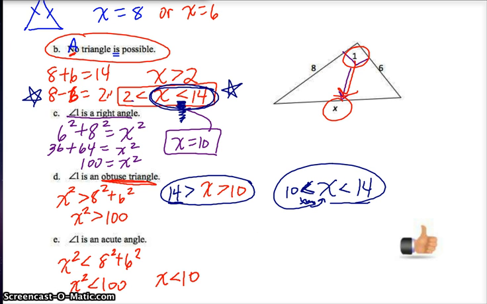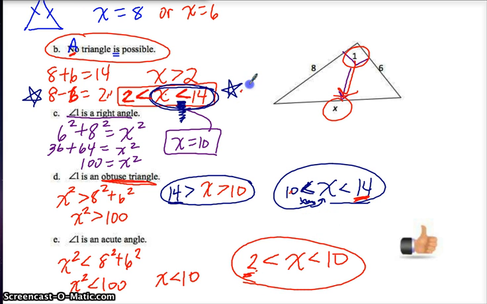So you have to go back to this rule up here, which says x must be bigger than 2 but less than 14. The mouth is open toward the x, so it's bigger than 2 but less than 14. So 2 is less than x, but x has to be less than 14. So if it has to be less than 10, it has to be caught in between 2 and 10, because it can't get any smaller than that. Just like here, it had to be between 10 and 14, because it couldn't be any bigger than that. Can't be any smaller than this. So don't forget this stipulation up here.